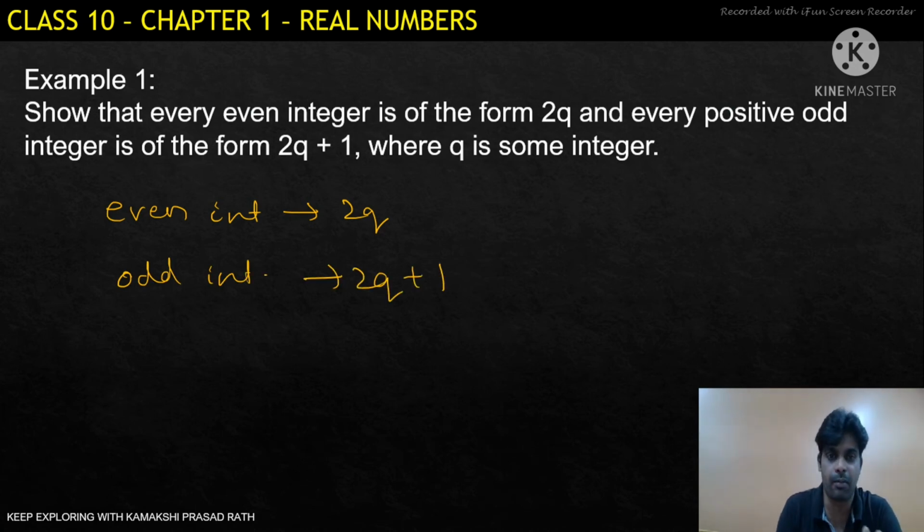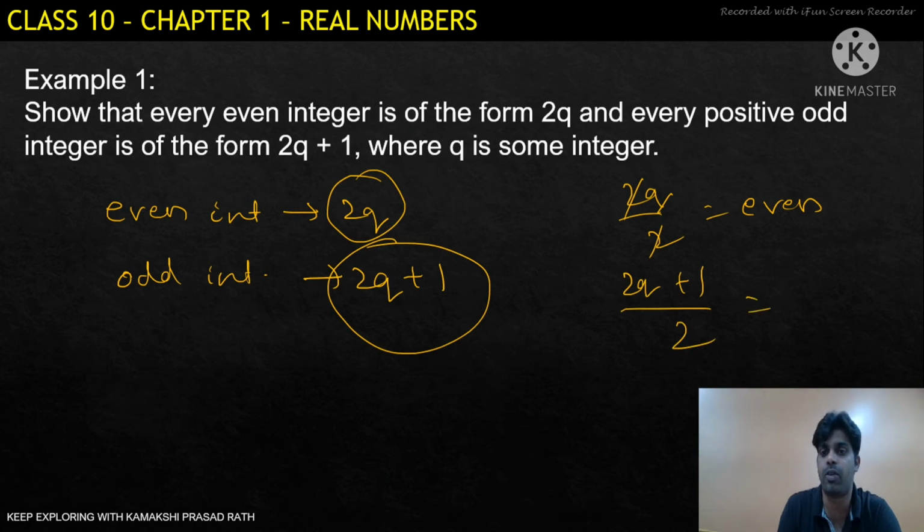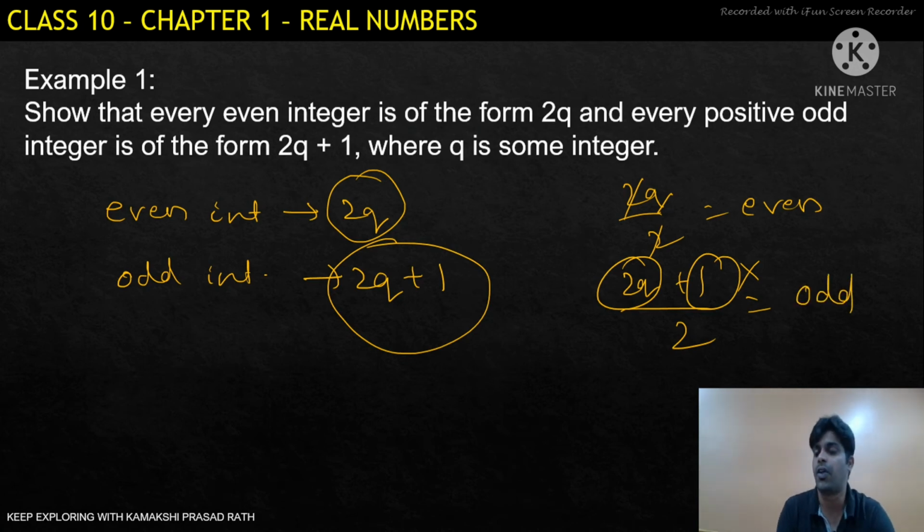So it is clear from the form that 2q, because it is divisible by 2, is even. I can divide 2q by 2, that's why it is even. But with 2q plus 1, I could not divide by 2, because this part is divisible but the 1 is not divisible by 2 at all. So that becomes odd. That's the simple logic we have to use.